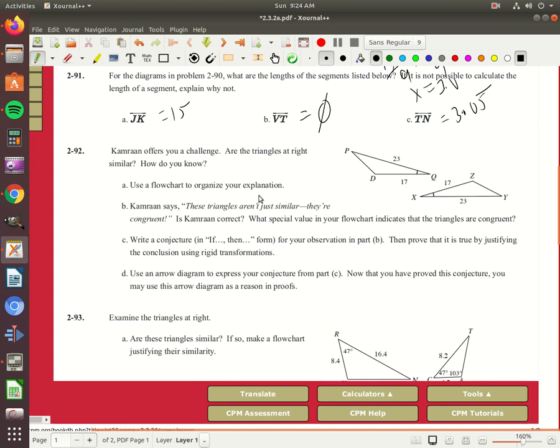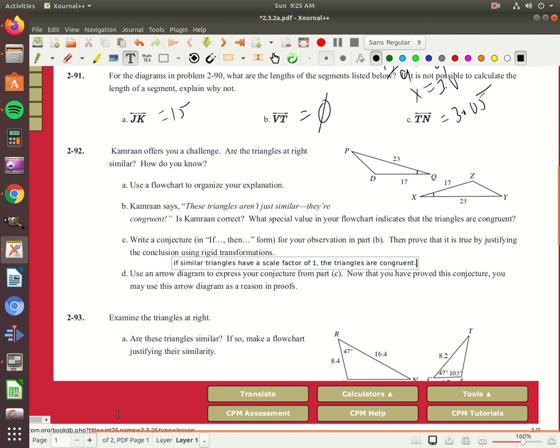So it says use a flowchart to organize. We would obviously do side angle side, but our scale factor would be 1. So these triangles aren't dissimilar, they're congruent. Is Cameron correct? Yes, there's a scale factor of 1. And then it says, so write a conjecture. So our conjecture, which we've already talked about in our notes of 231: if similar triangles have a scale factor of 1, the triangles are congruent.